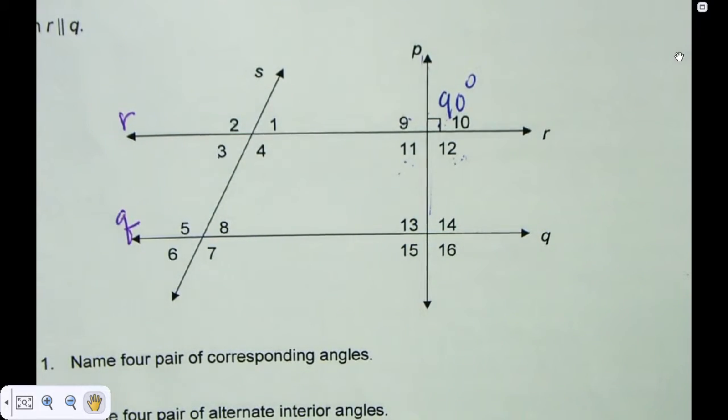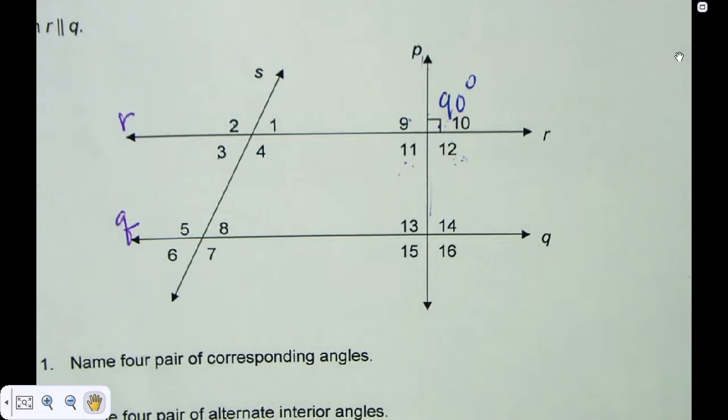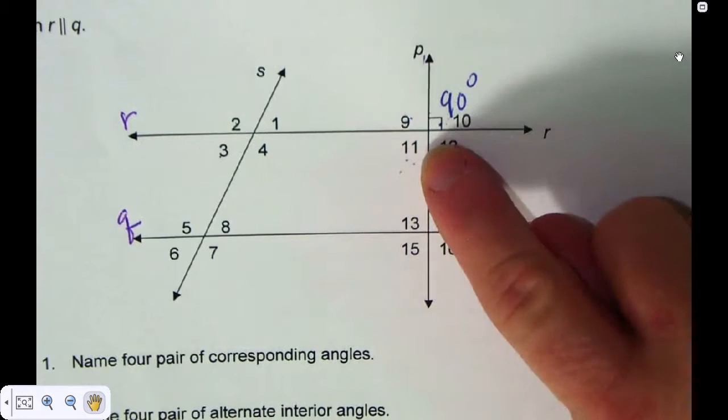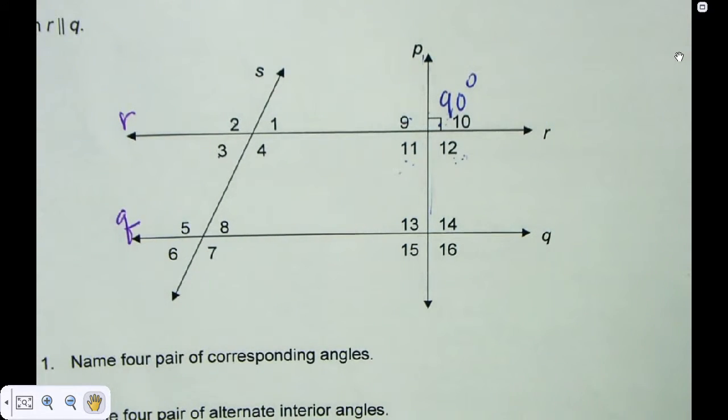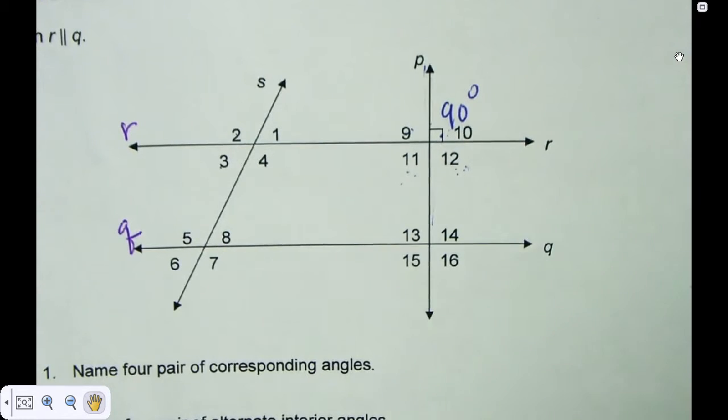What is the measure of angle 9? 90 degrees. What's 11? 12. So if one is 90, they're all 90. What do they form? What are these two? Right angles. What are the lines called? Perpendicular lines. Very good.